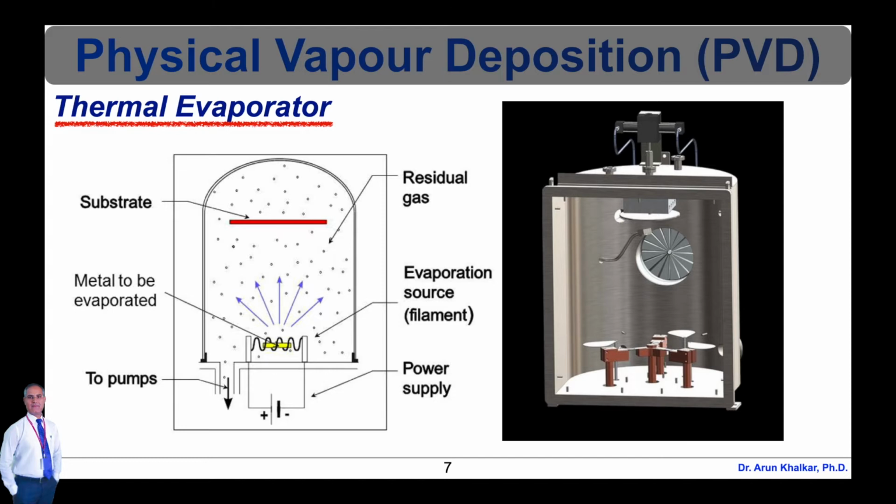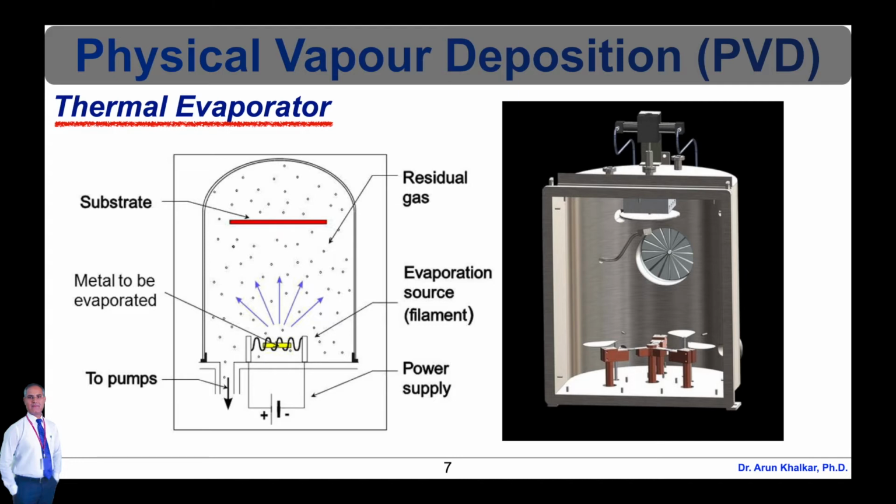Next is limitations. It is limited to low melting point metals, for example, aluminum, gold, nickel, chromium, etc. Dielectric material evaporation is difficult. The filament limits the amount of material that can be deposited. Density and adhesion are poor compared to sputtered films. Step coverage is more difficult to improve. So these are the several limitations of the thermal evaporator.